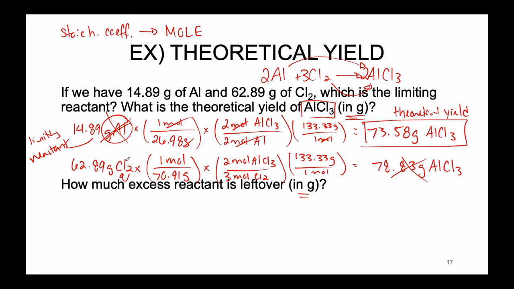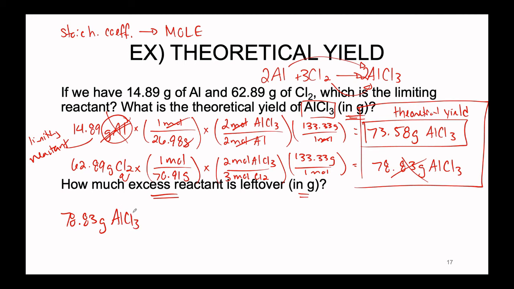All right, so the chlorine that is left over, therefore, is the excess reactant. And this excess reactant is going to, again, just coexist with the aluminum chloride once all of the aluminum is gone. The question is, how much chlorine do we have left over? Well, just like before, we're going to take the hypothetical amount that we could have made and subtract out what we actually made. So we're going to take 78.83 grams of aluminum chloride.